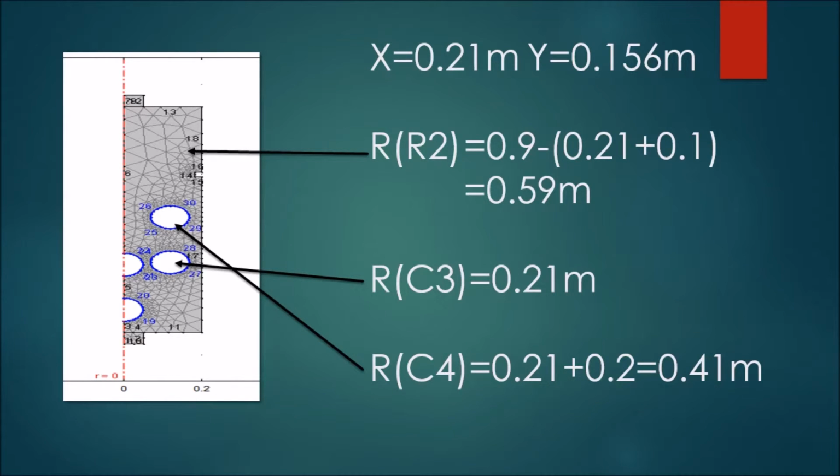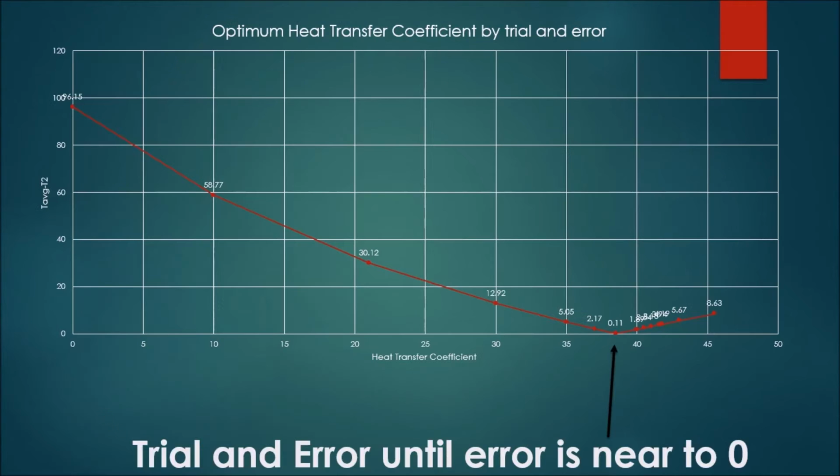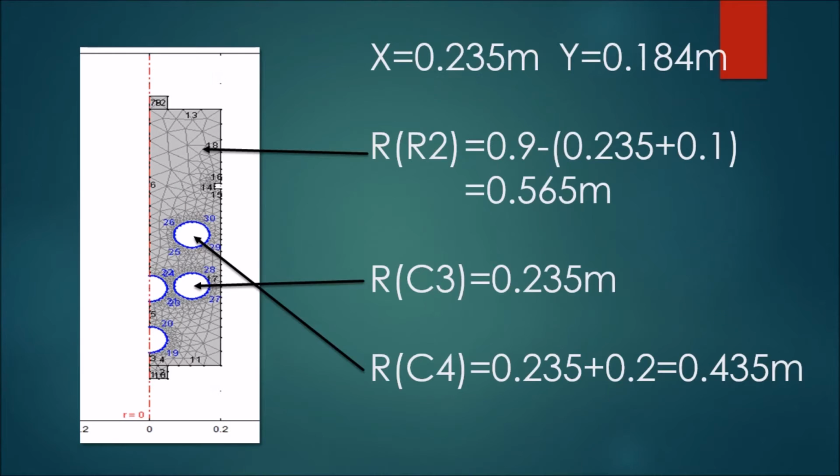0.21 meter and y is equal to 0.156 meter. Next will be Dinesh Kumar's part, where the heat transfer coefficient needed to achieve 121 degrees Celsius is 38.5, and this is the graph of the optimum heat transfer coefficient by trial and error. This is the diagram of his part, where x is equal to 0.235 meter and y is 0.184 meter.